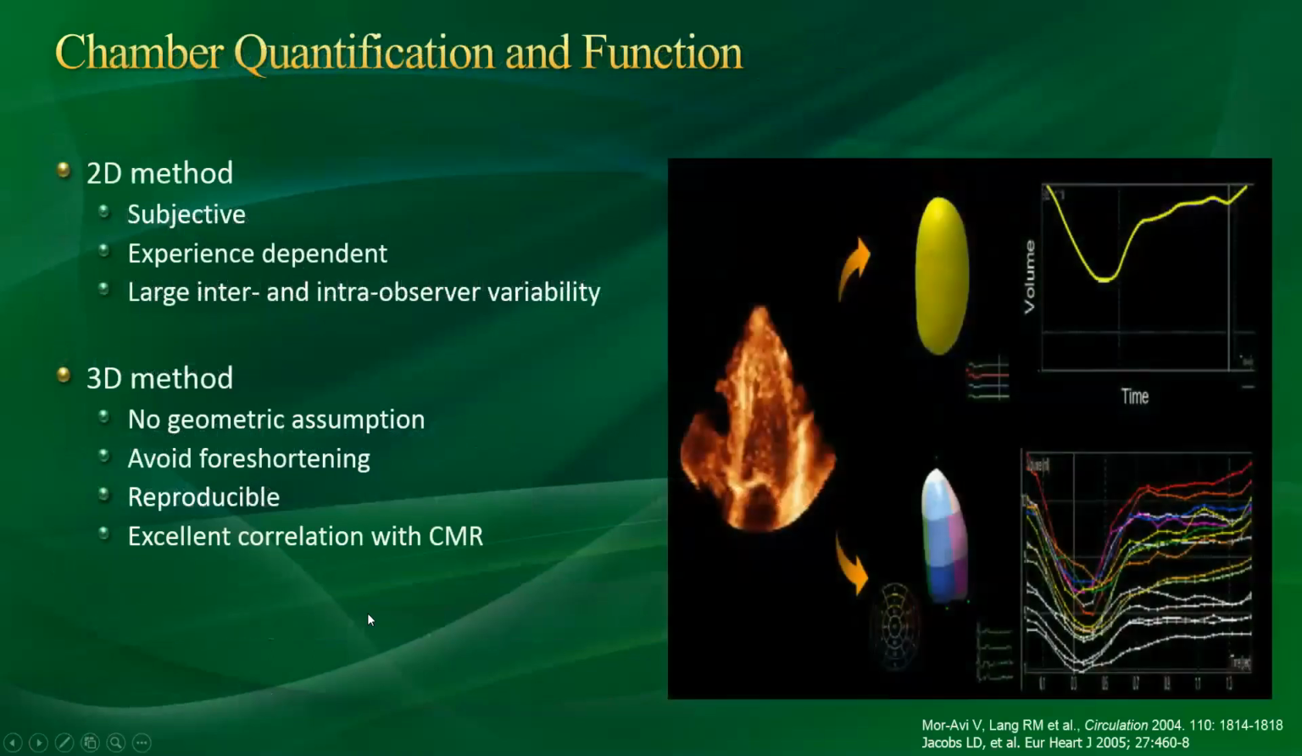Now, when we talk about chamber quantification and function, we all know that with the 2D image, most of the time we use visual assessment. Simpson's method is more objective, but most of us use the subjective method. We all know when the ejection fraction is normal or low, there's not much diagnostic dilemma. We all agree on that. It's when we have that 30, 40, or low 50 range that we all struggle.